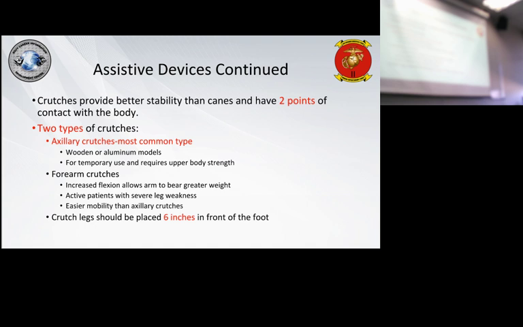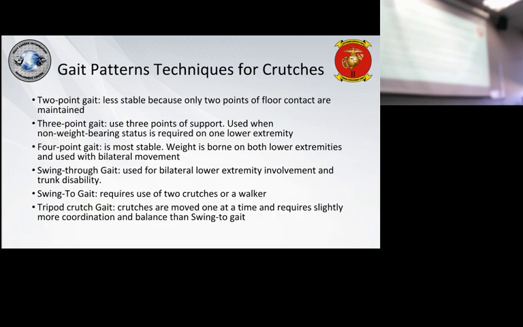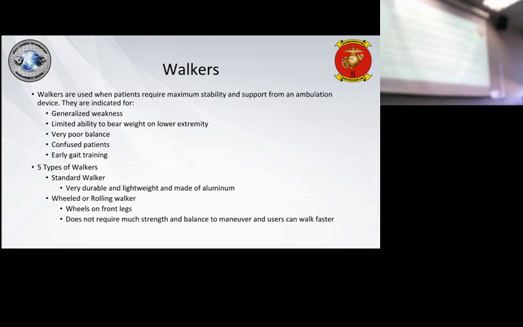Two types of crutches are axillary, which is the most common, wood or aluminum, and forearm crutches. The crutch leg should be 6 inches in front of the foot. Walking or gait techniques for crutches: 2-point, 3-point, 4-point, swing-through, swing gait, tripod crutch gait.